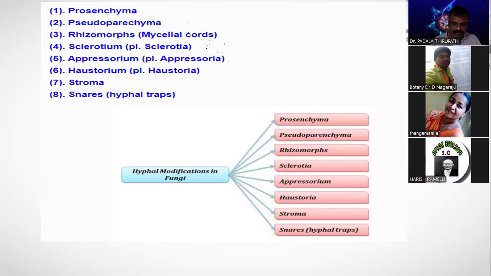Prosenchyma means loosely arranged hyphae. If it is loosely arranged hyphae, that is prosenchyma. If it is tightly arranged, that is called pseudoparenchyma, also called plectenchyma.